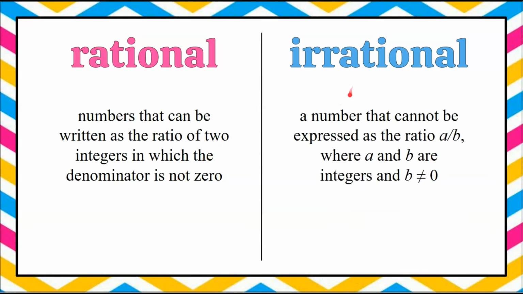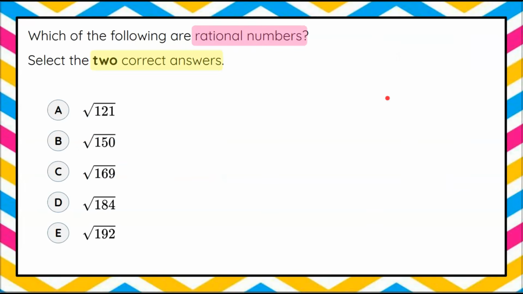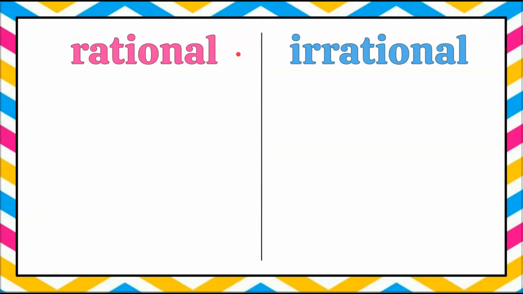Irrational is a number that cannot be expressed as the ratio a to b, where a and b are integers and b is not equal to 0. So I can write the value as a fraction, I cannot write the value as a fraction. But when we go back to our question where we want to identify which of these 2 square root values are rational, those definitions don't really help us. So let's dig a little deeper when we're talking rational and irrational.